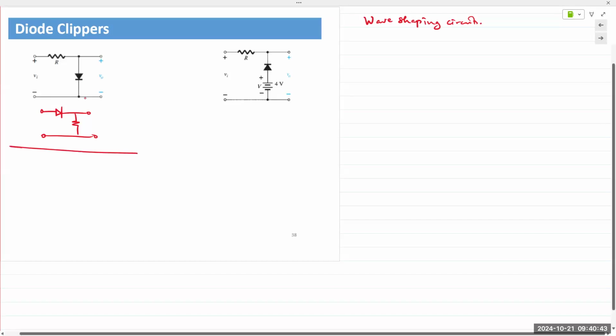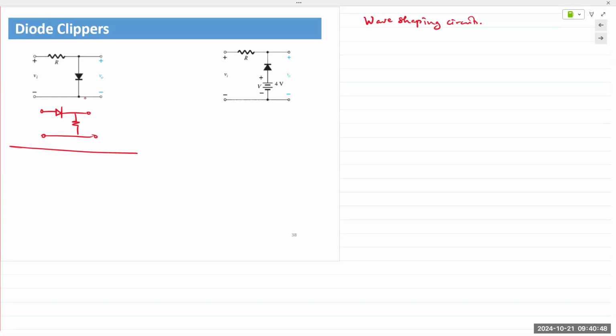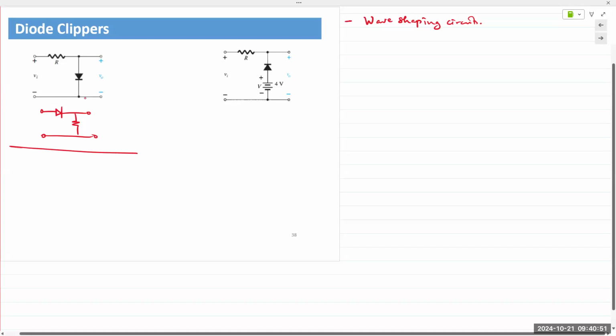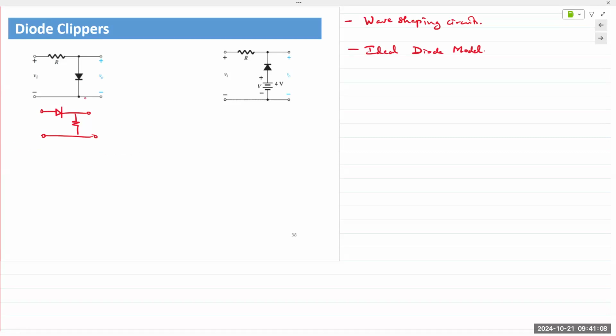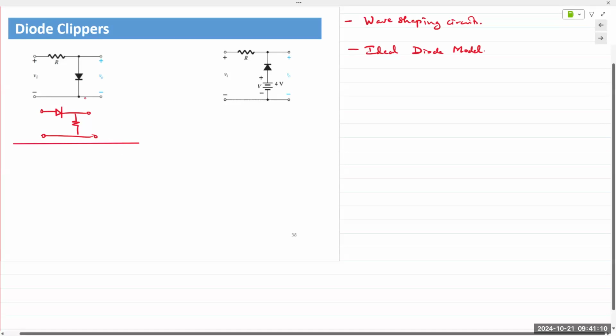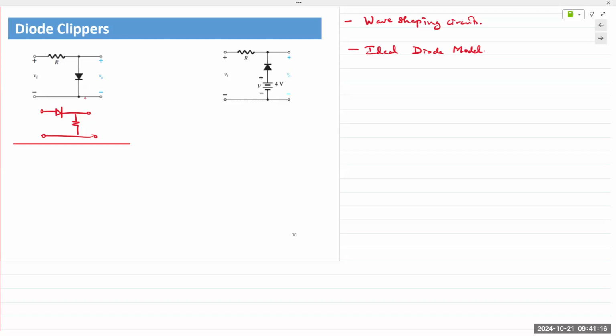To analyze these kinds of circuits, I typically like to use the ideal diode model. It makes it very easy to analyze the circuit without worrying about any calculations, voltage drops or diode currents. What we will do is apply both the positive and the negative half cycles to the circuit, analyze it based on the ideal diode model, and determine what V out, or the output, is.